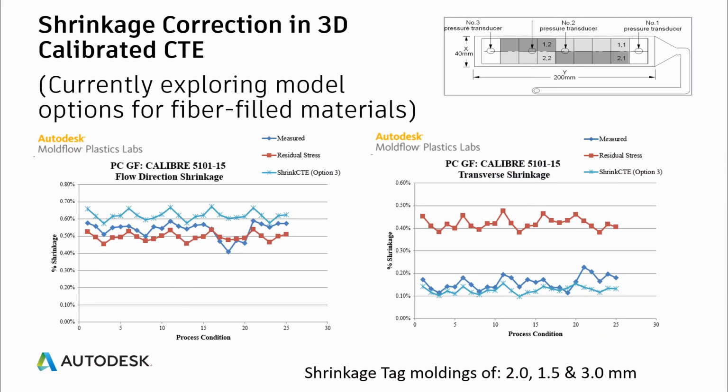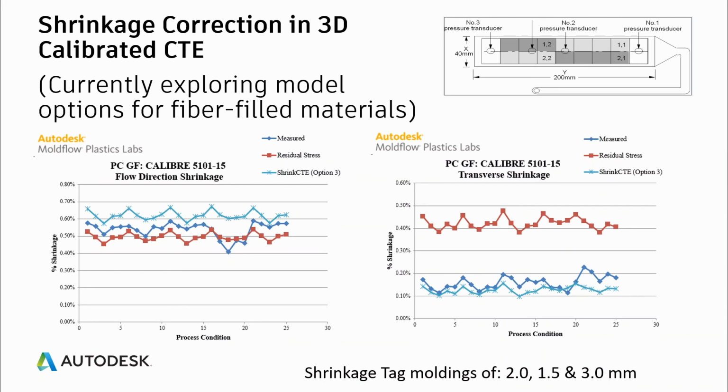At the moment, we're exploring a number of different possible model implementations of this idea, and one of them is shown here, that for this material showed some promising results. Although, if you look at the flow direction shrinkage, I guess there's not much to look at. The difference between the measured value, the value predicted by the standard residual stress model, and the shrinkage values predicted by the shrinkage-corrected CTE method are not very different.